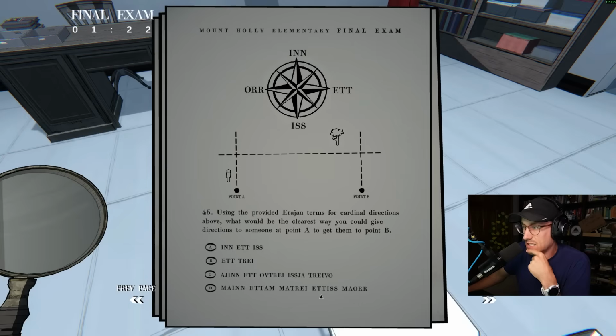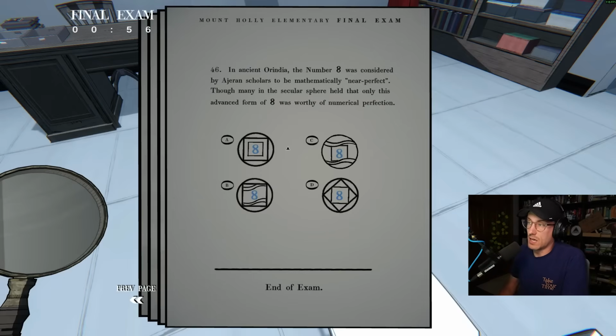at east, south, then ma or? What does that mean? Small, what is ORR? Small west. No. So it'd be first up, then east, towards a tree, last south, away from tree. I think that's good. In ancient Arindia, the number 8, we have 56 seconds, was considered by Ageran scholars to be mathematically near perfect, though many in the secular sphere held that only this advanced form of 8 was worthy of numerical perfection.